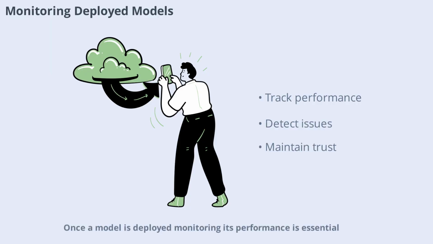Once a model is deployed, monitoring its performance is essential. This involves tracking metrics like accuracy, latency, and data drift. If a model's performance drops, teams can investigate and retrain it as needed. Effective monitoring helps maintain trust in AI systems and ensures they continue to deliver value.